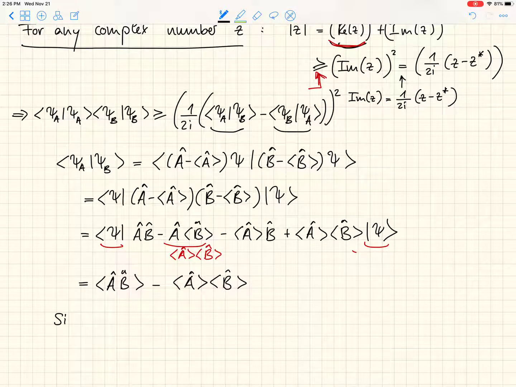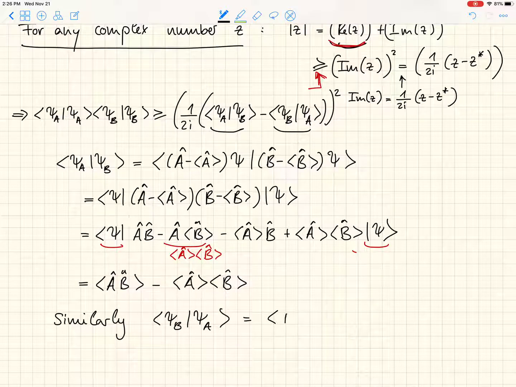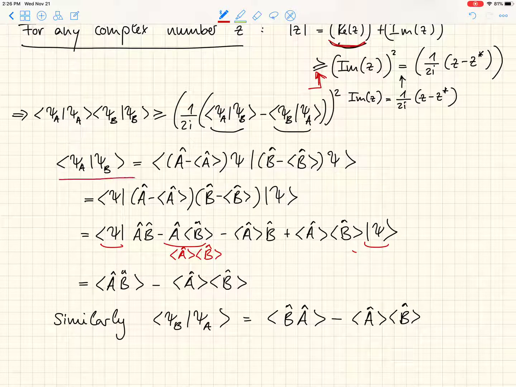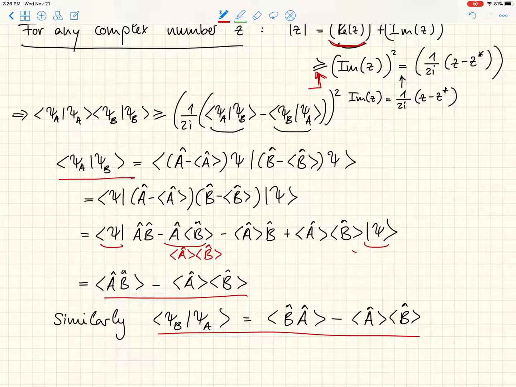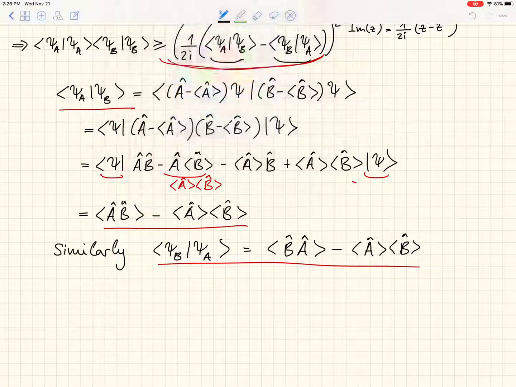If we do a very similar calculation for the inner product of psi_B and psi_A, this will turn out to be the expectation value of B times A, again minus the expectation value of A times the expectation value of B. And if we use this and plug it in right here, we get directly the generalized uncertainty principle.